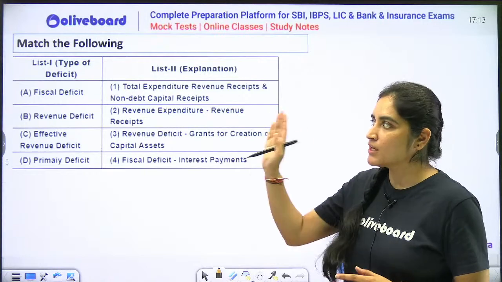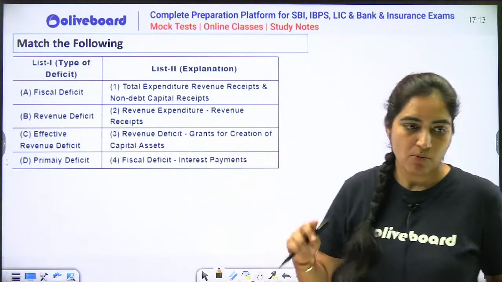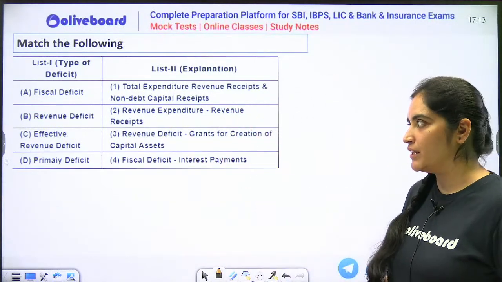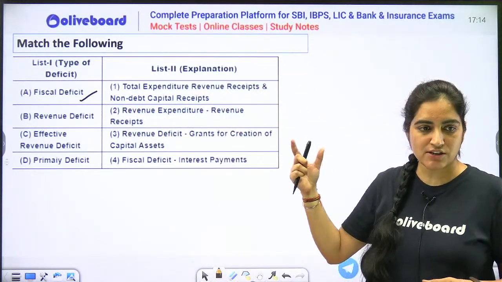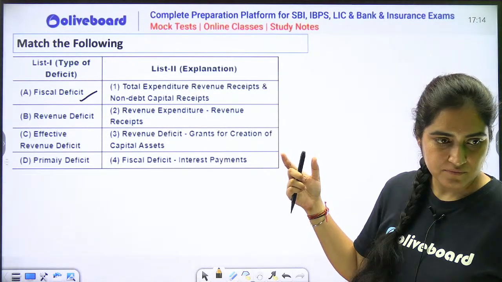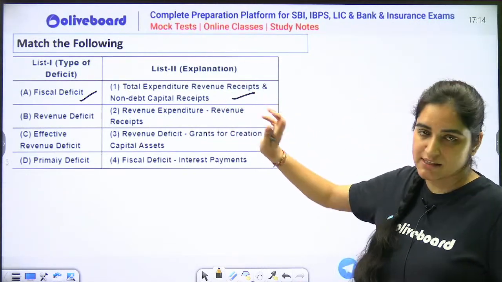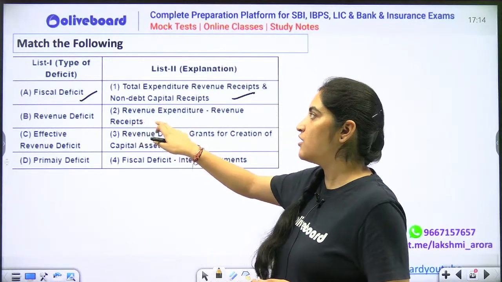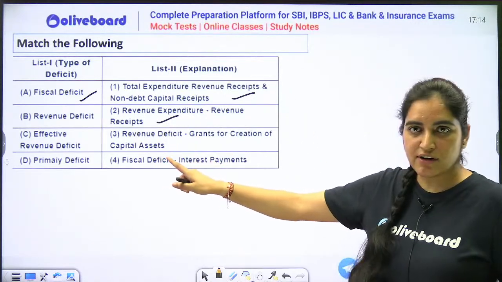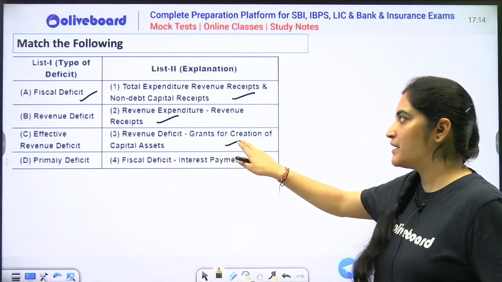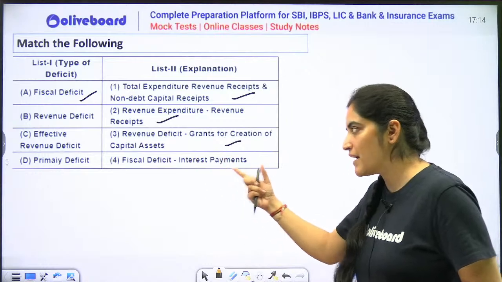Now, please tell me this. What is fiscal deficit? What is revenue deficit? What is effective revenue deficit? And what is primary deficit? First, let us start with fiscal deficit. So, fiscal deficit is total expenditure minus revenue receipt and non-debt capital receipt. What is revenue deficit? Revenue deficit is your revenue expenditure minus revenue receipt. What is effective revenue deficit? It is revenue deficit minus grants for the creation of capital assets. And what is primary deficit? It is fiscal deficit minus interest payment.